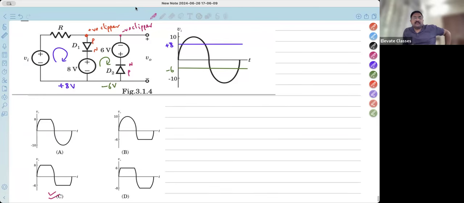Please go through the Zener diodes well. I'll quickly revise Zener diodes as well, don't worry. Just give me a couple of minutes. Once we finish this, I'll do Zener diodes also.